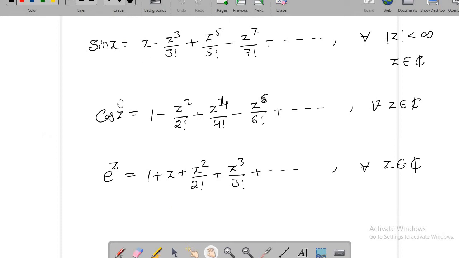Then we saw the expansions for sin z, cos z, e power z. These are all entire functions, which means they are analytic everywhere on the complex plane. So the validity of this expansion is the entire complex plane, that is mod z less than infinity. Therefore the radius of convergence will be infinite.